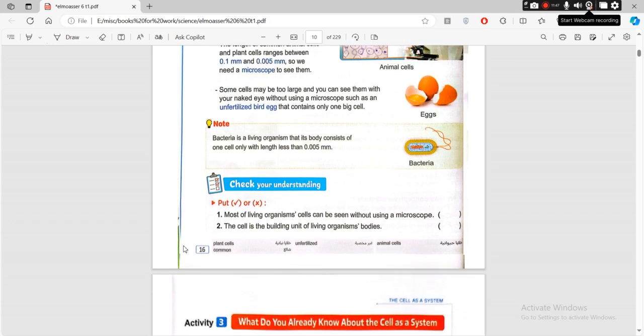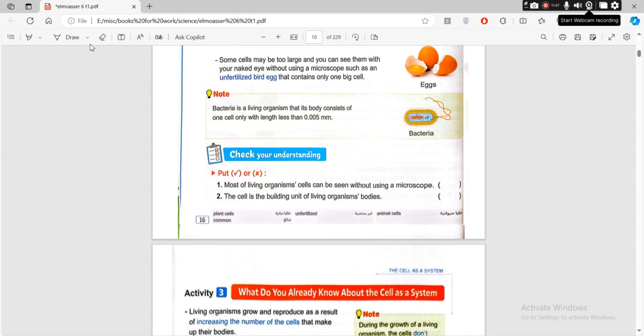So let's check our understanding. Most of living organisms' cells can be seen without using a microscope. Is that true or false? Well, that's false, of course, because we need microscopes to see cells. The other question: the cell is the building unit of living organisms' bodies. Well, that's true. Good.